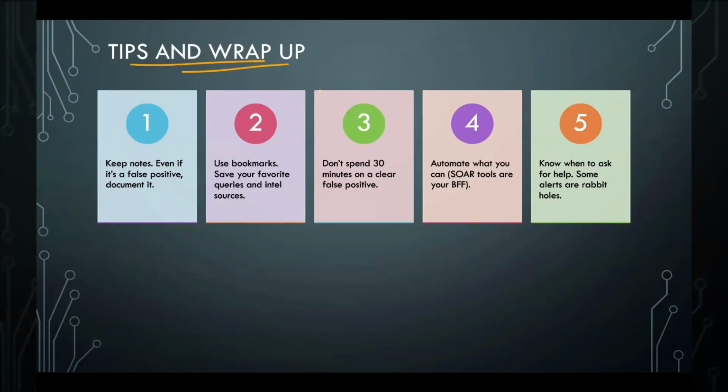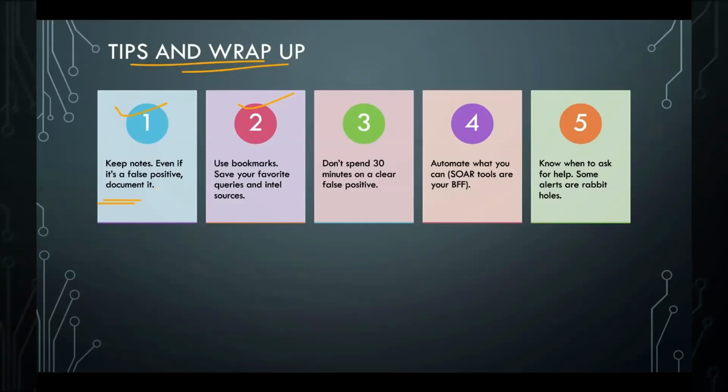So here are some simple tips that will save your time, your sanity, and maybe your keyboard from getting punched. Tip number one, keep notes even for false positives and document it. If an alert turns out to be a false positive, write it down anyway. So next time that same alert pops up, you can go, oh yeah, this again, I already checked this last time. So you can save 5 minutes instead of 30 minutes of detective mode, right?